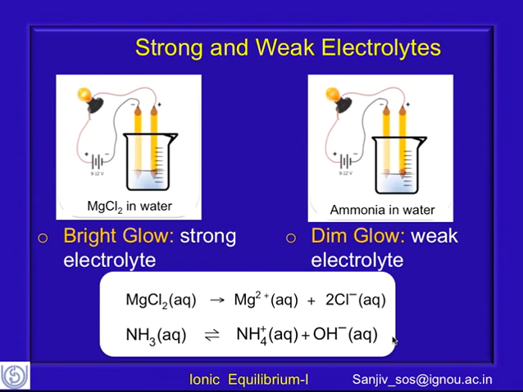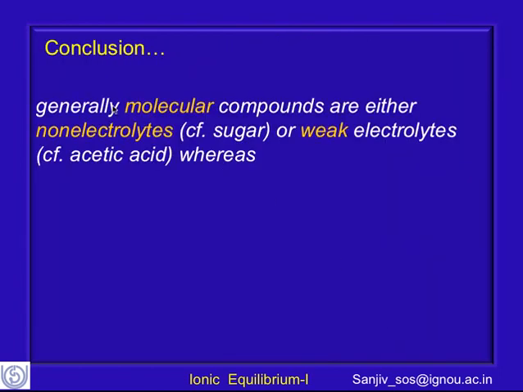Okay, so from these two examples of acetic acid and sodium chloride, and now magnesium chloride and ammonia and water, what do we conclude? We conclude that generally the molecular compounds are non-electrolytes. For example, sugar. Sugar is a non-electrolyte.